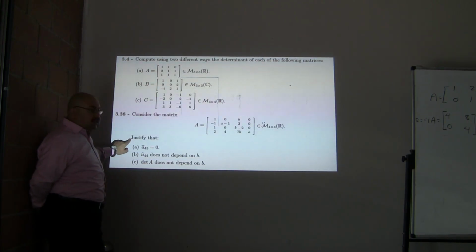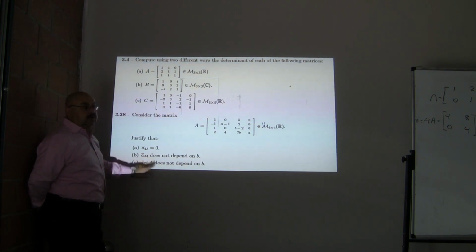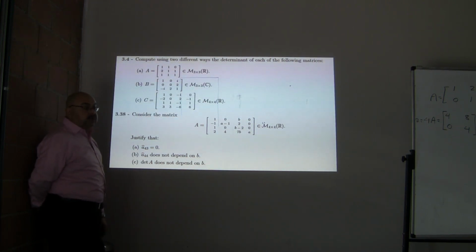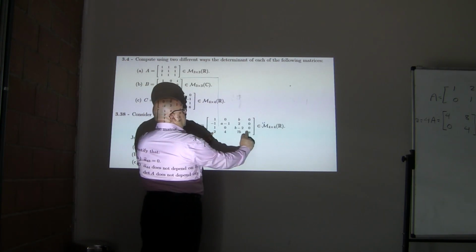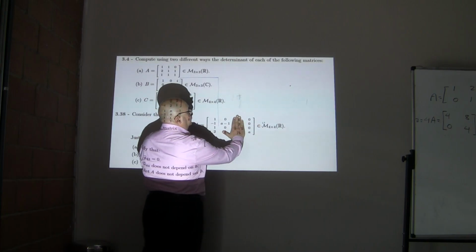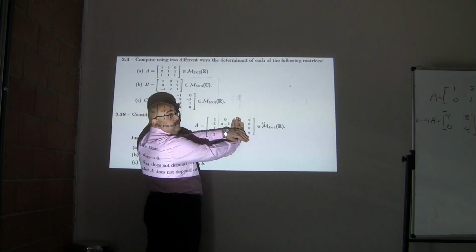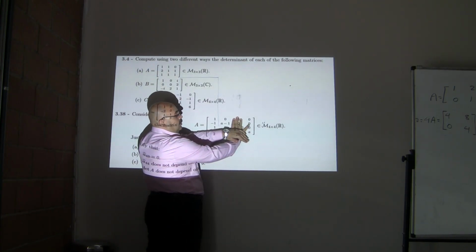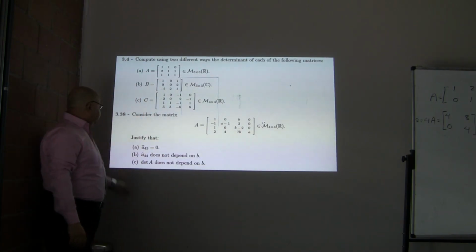He's asking you to justify, Ms. Jana, why the algebraic complement of 4 and 3 is equal to 0. Let's go to the fourth row, third column. Fourth row, third column. Is it appealing to you? What's equal to 0? 0 column. 0. Yes? So it's already justified.